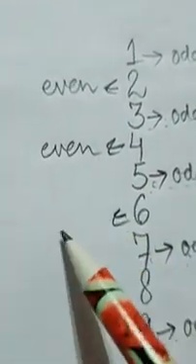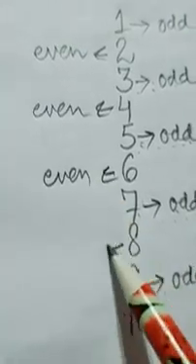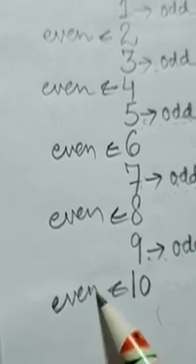And the same is here. 2 is an even number. Then the next even number is 4, then 6, then 8, then 10. Here you can observe all the even numbers also come with a gap of 2. 2 plus 2 is 4, then next 2 added gives 6, then 8, then the next even number 10. So we can say all the odd numbers and all the even numbers come with a gap of 2.